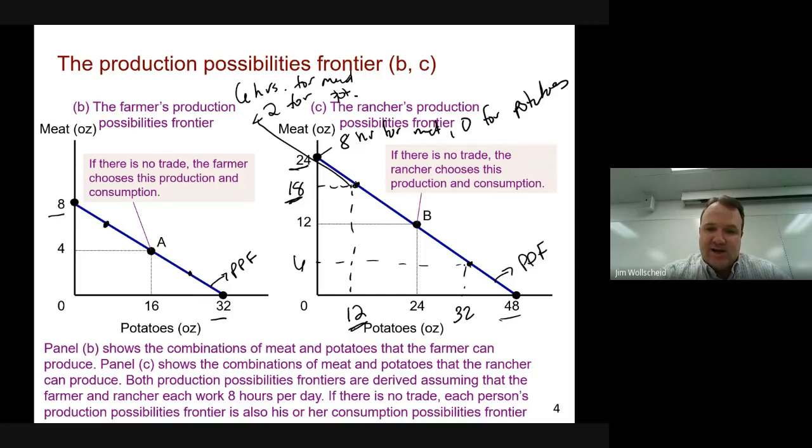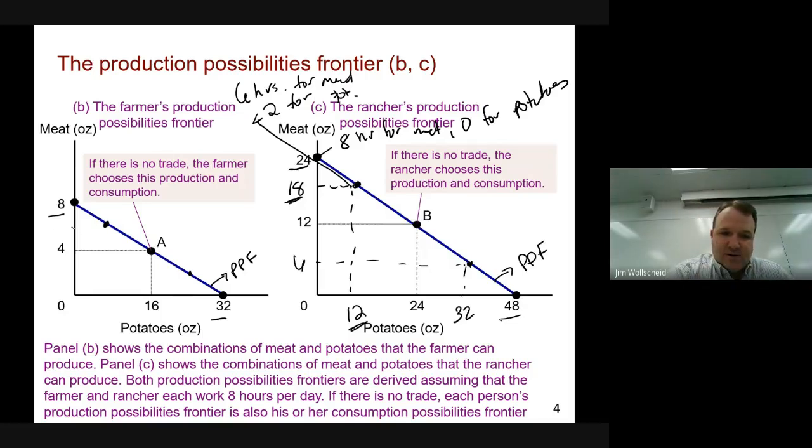And by reallocation, we move along the PPF. And since we made everything simple, we have constant opportunity cost. It's a straight line. Life works out easy. That's why we did it.